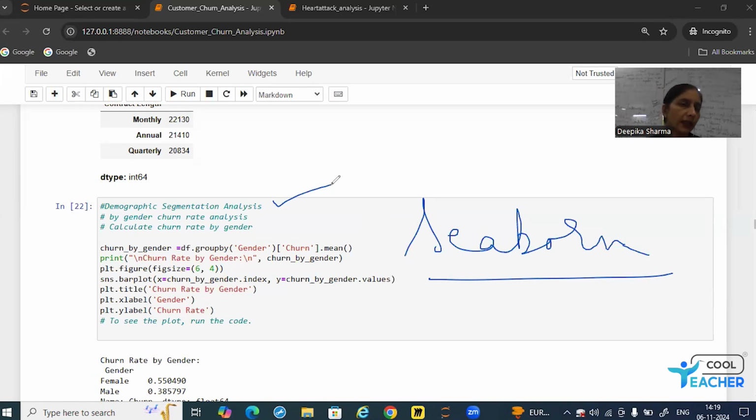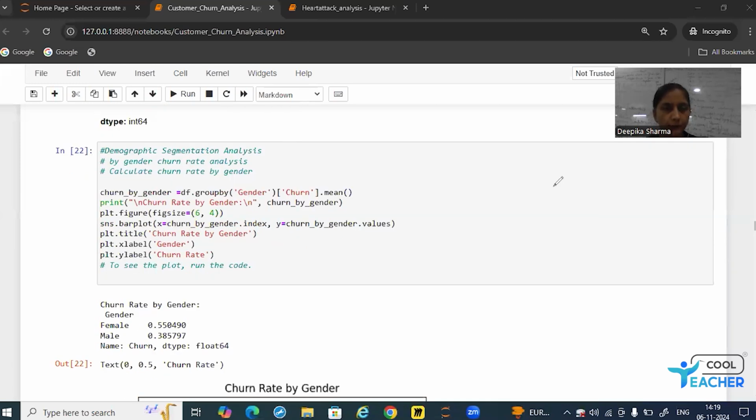So here I'm making one analysis of the churn rate. We are doing a demographic segmentation analysis where we are going to check the churn rate as per gender, that is, how much churning there is by gender. So here we are going to calculate churn rate by gender. What I'm doing here is using the pandas group by clause.